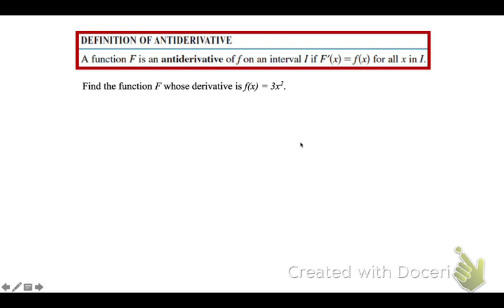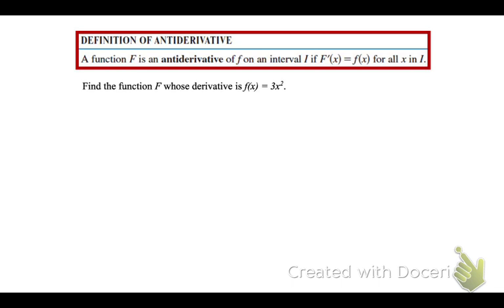Okay, so a function F is an antiderivative of f for the interval I if F prime of x equals f of x for all x in I. So basically it's the antiderivative if we can do the derivative and it works.